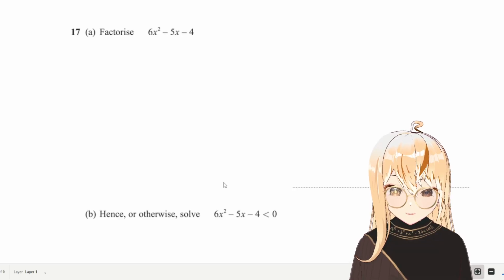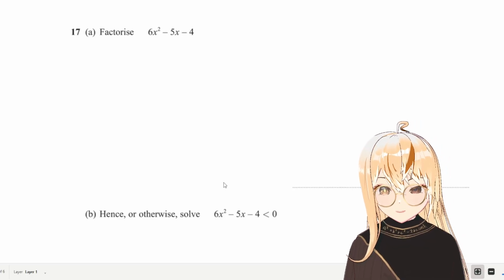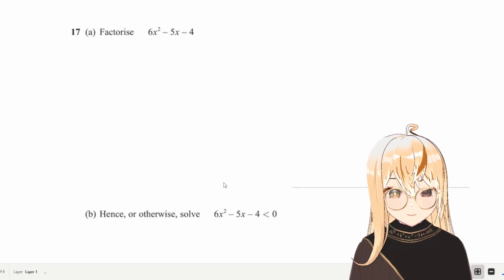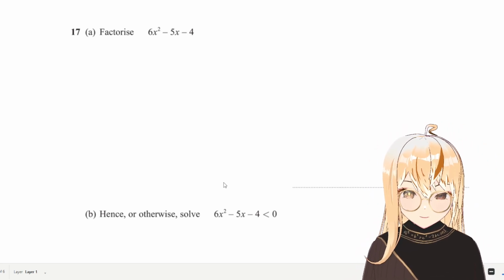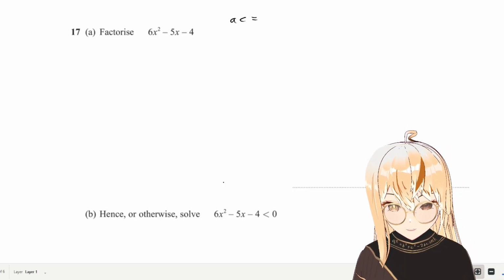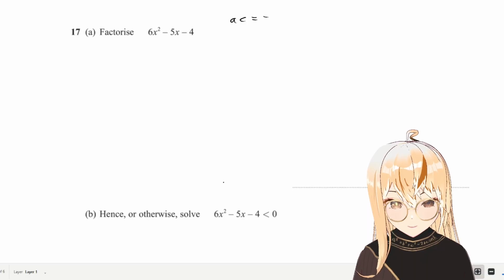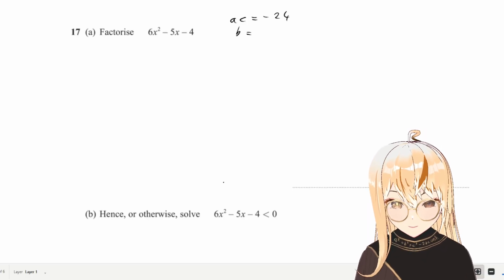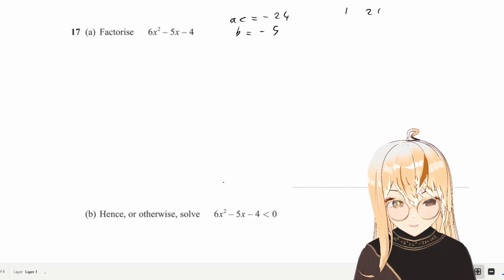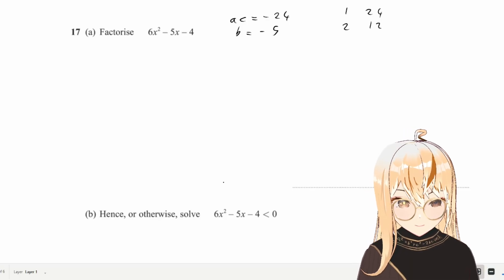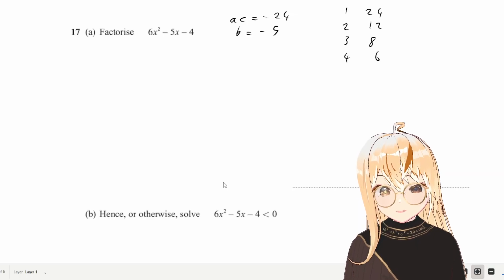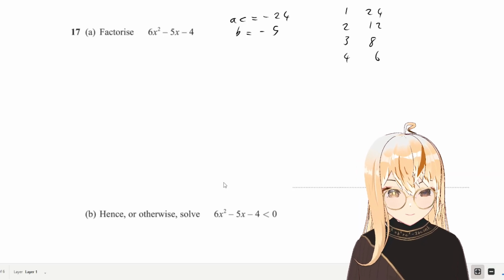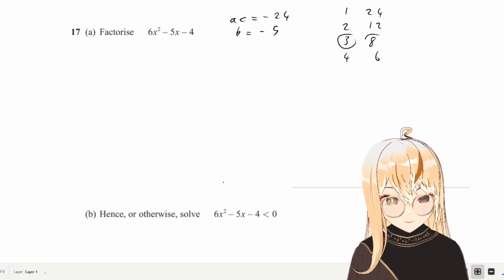Okay, here's a quadratic expression where a is not 1, and here's where it gets a little bit harder. So remember that we need to find out what two numbers multiply to give AC and add to give B. So here AC is 6 times minus 4, which is minus 24, and B is minus 5. We can write out the factors: 1 and 24, 2 and 12, 3 and 8, 4 and 6. So what looks like it will give minus 5 here? The third pair does, because the difference is 5.